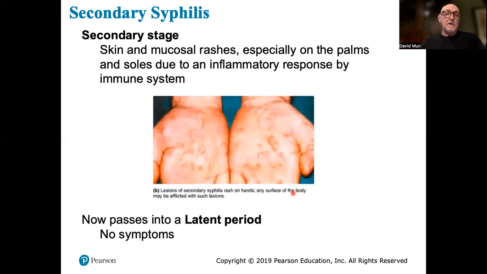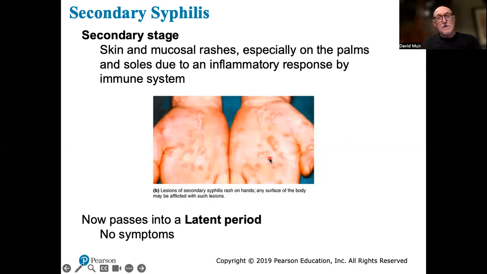But the organism does not go away. The organism now moves into circulation in both the blood circulatory and the lymphatics. And the next stage arises weeks to months later, and it is called secondary syphilis, and it produces skin rashes and rashes on the mucosa. And the mucosal rashes can break through as a lesion, which are highly infectious. Here you can see lesions on the hands. This is, again, due to a very strong immune response to the presence of the organisms.